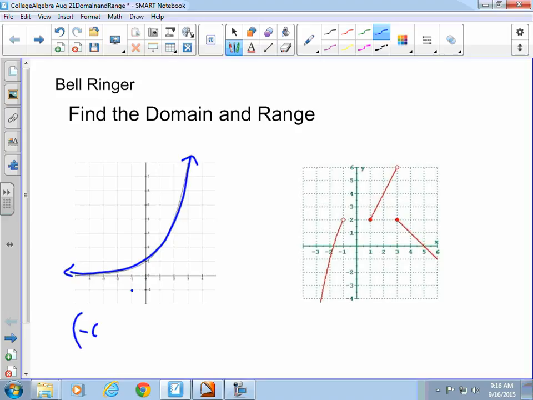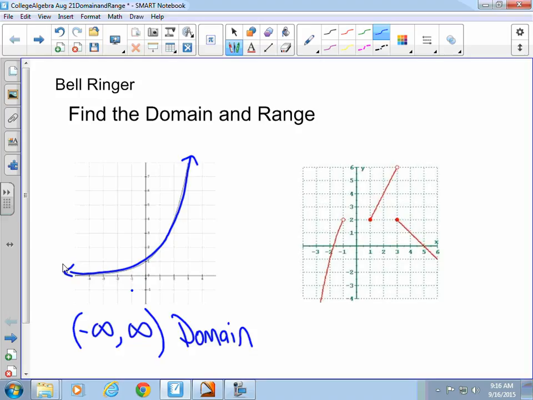So would you agree this graph starts back at negative infinity? And it keeps going, keeps going. Do I always touch? Always? So the domain of this function is negative infinity to infinity. It has all the x values.